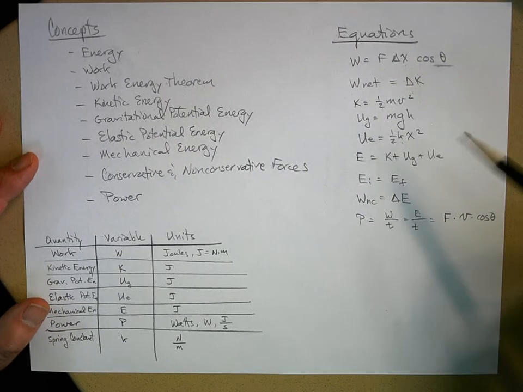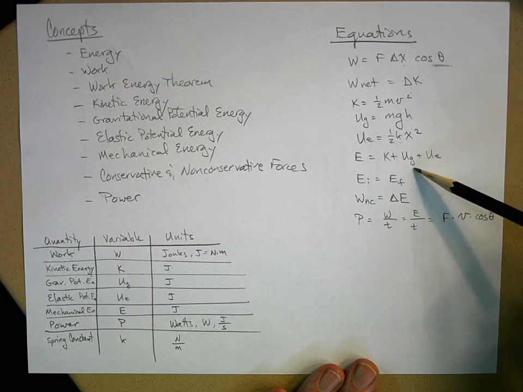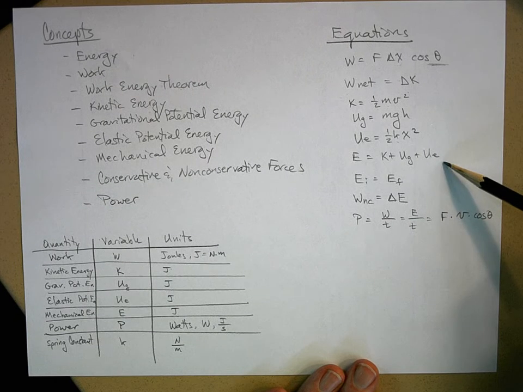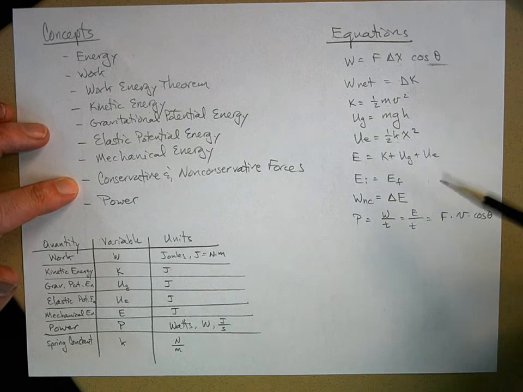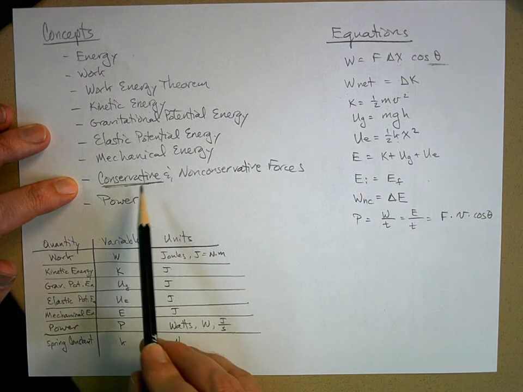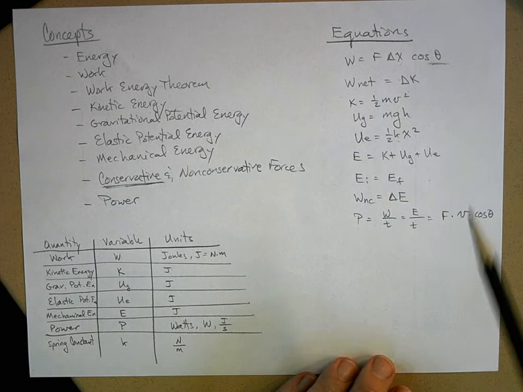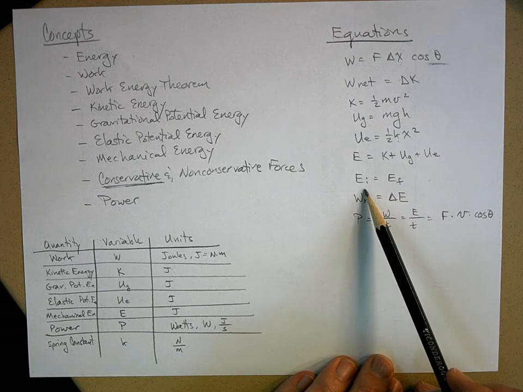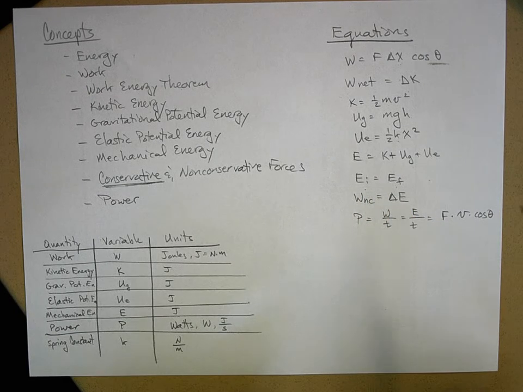You need to know the definition of mechanical energy is just the kinetic energy plus the gravitational potential energy plus the elastic potential energy. If you're dealing with nothing but conservative forces, that is, the only forces doing work are gravity or springs, then you can say that the initial mechanical energy of the system will be equal to the final mechanical energy of the system. No mechanical energy will be lost. That means there's no friction, there's nobody adding to it.